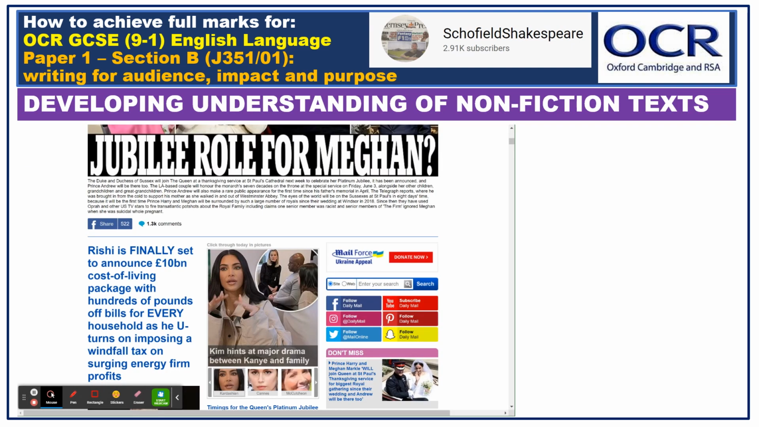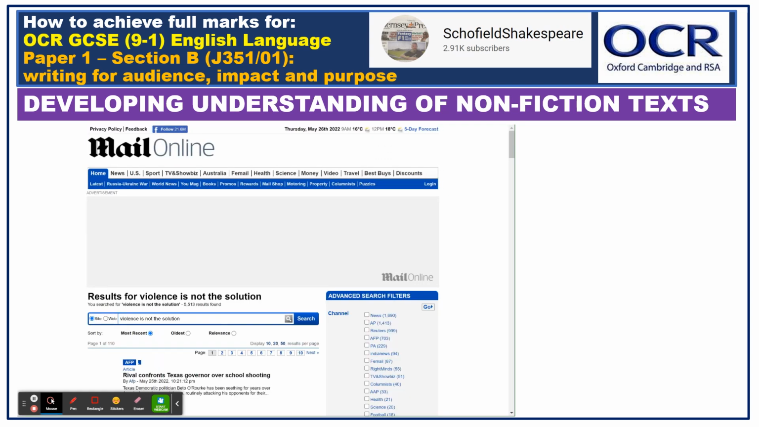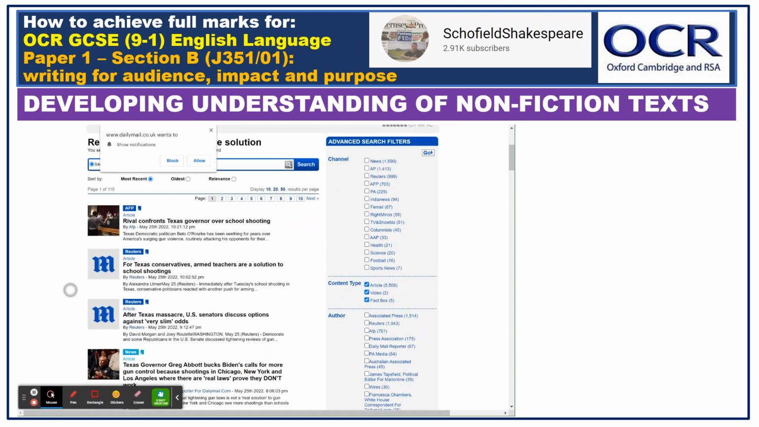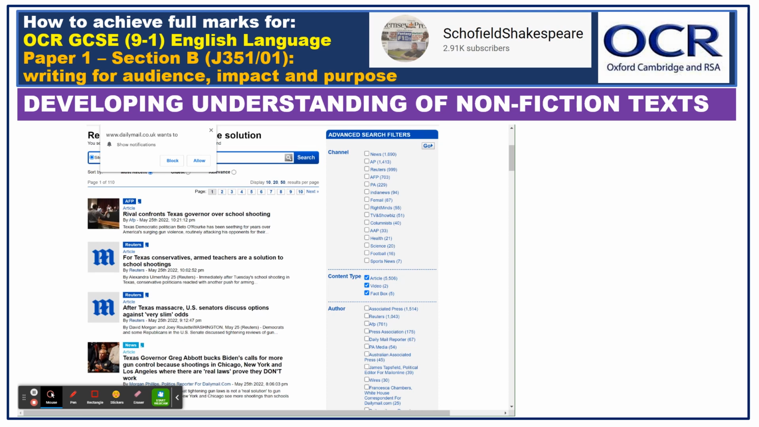And in relation to these two questions, you might well decide to use key phrases and do some searches within certain news-based websites. This is the Daily Mail, and irrespective of whether you agree with its political opinions, the articles tend to be extremely well written and also interesting. So we could go within the search here and write something like "violence is not the solution." Let's see what we come up with. So we go down here, and of course, in relation to violence, it would be topical to reference the most appalling shooting within Texas at a primary school.